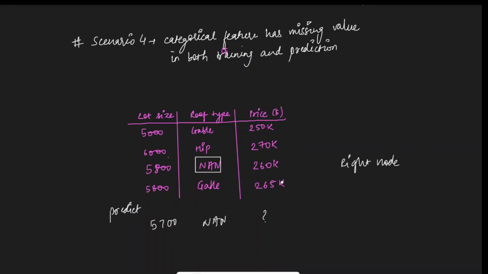Why? Because when we will be creating the tree for this data set, we would have something like roof type is equal to gable, or roof type is equal to hip. In both the cases, if it is true, then it will go to left, otherwise right. And this is a NaN category, so it will always end up on the right hand side.